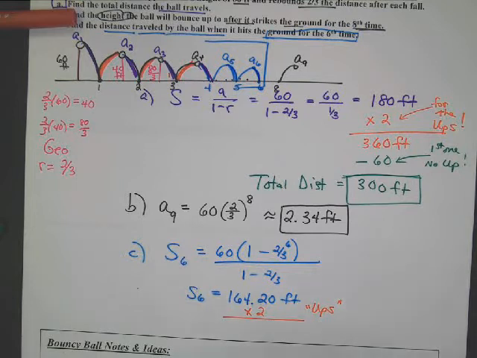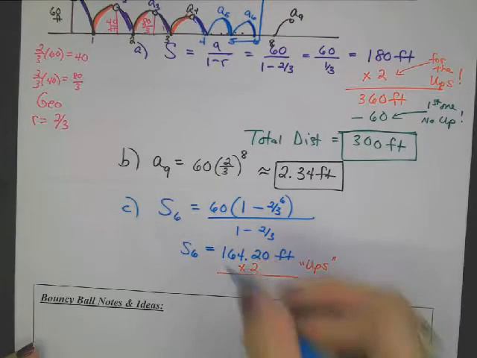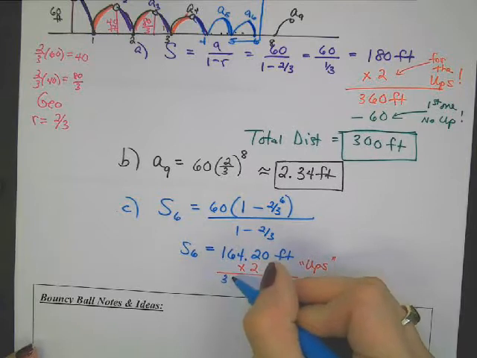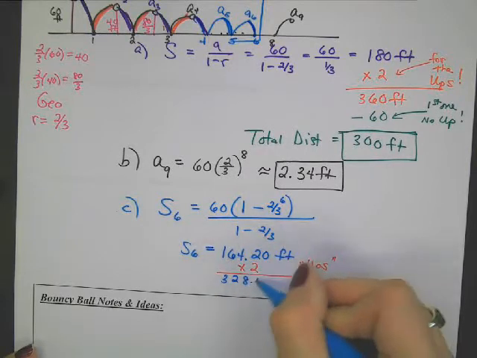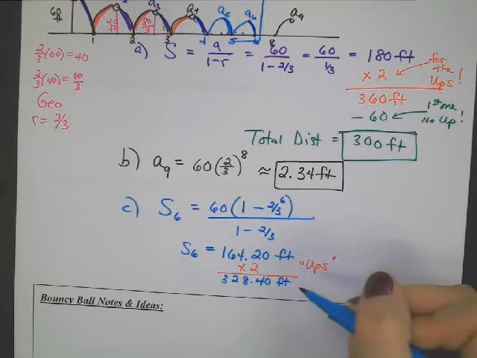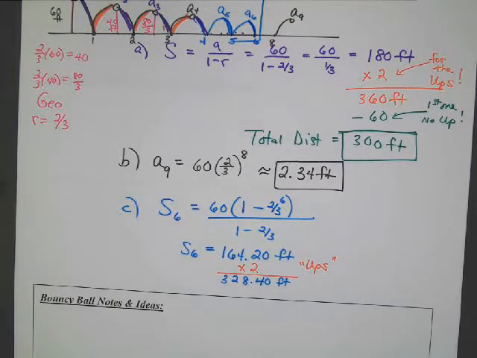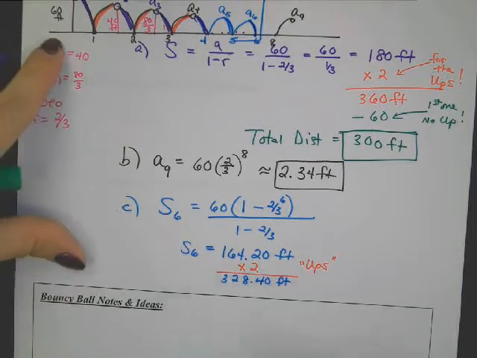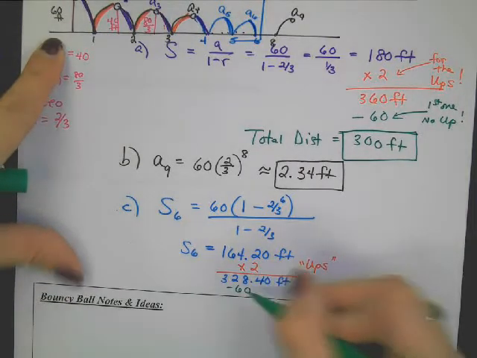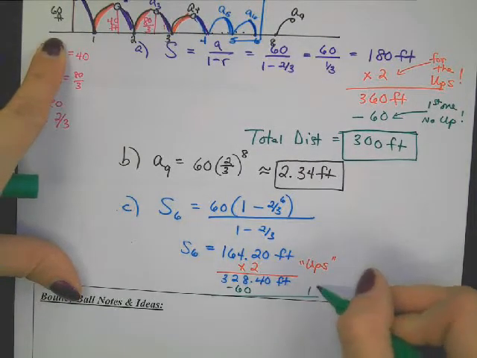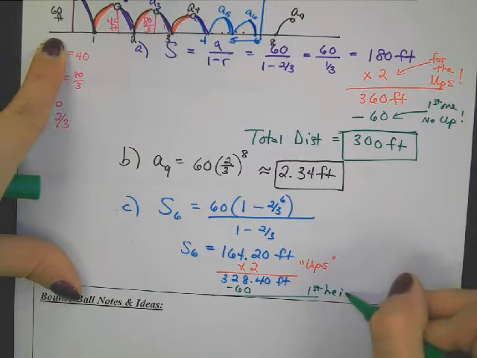So I guess the answer is 328.40 feet. Wait, that's not the answer. What's the second thing you always have to do? We have to subtract 60. Subtract 60. And that's because of the first height.